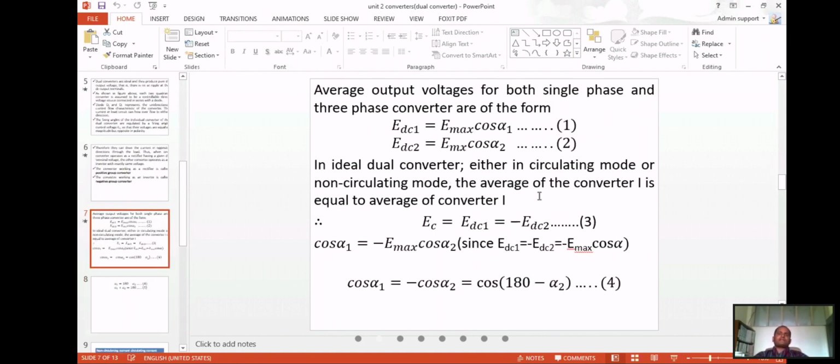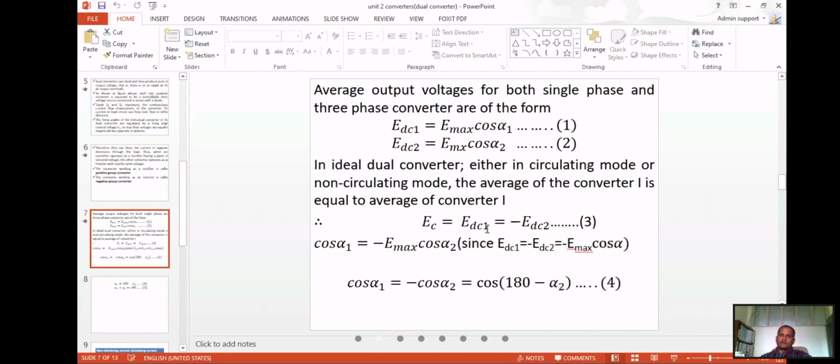So we can find the average output voltage for both single phase and three phase converters. So EDC1 will be Emax cos alpha 1, and EDC2 will be Emax cos alpha 2. In ideal dual converters, whether in circulating mode or non-circulating mode, the average output voltage of converter 1 equals that of converter 2 but is just opposite in polarity. So EDC1 will be minus EDC2.